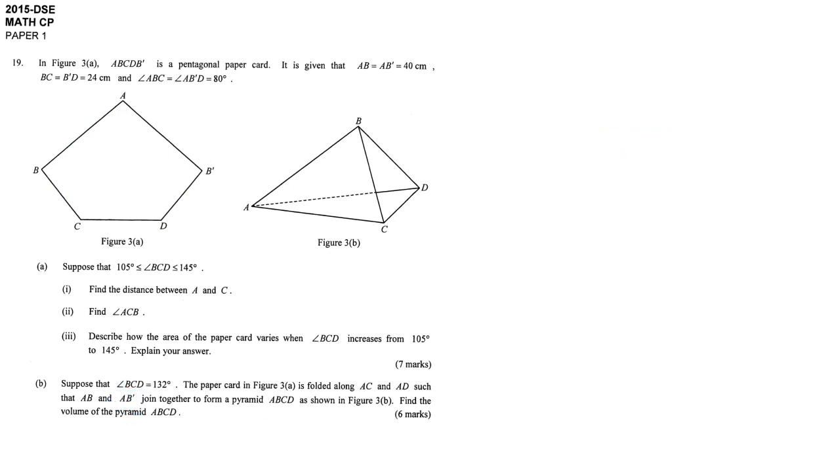In part B, angle BCD is fixed at 132 degrees, and that is folded to become figure 3B. And then they say we have to find the volume of the pyramid, so we need to get the height of this pyramid. It's easy to get the base area because the base is ACD, which is the changing triangle just now in a specific case. So our only mission is to find H here. To find this line, of course we should focus on a plane including this line.